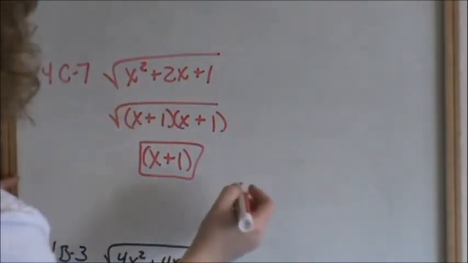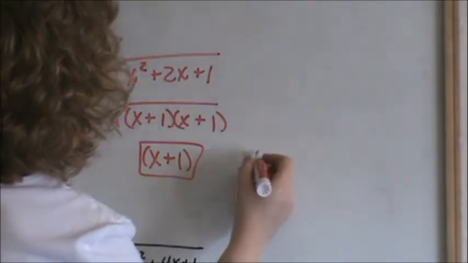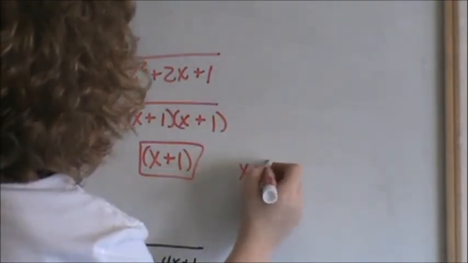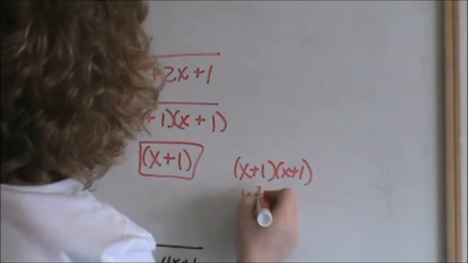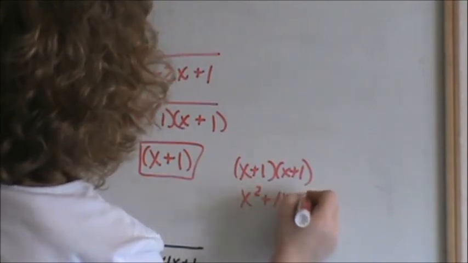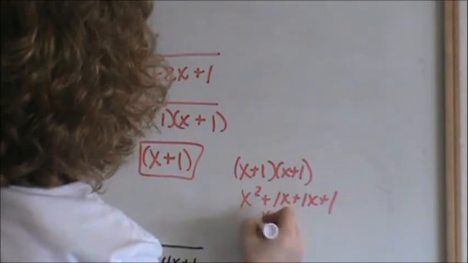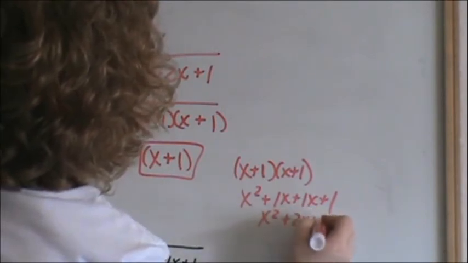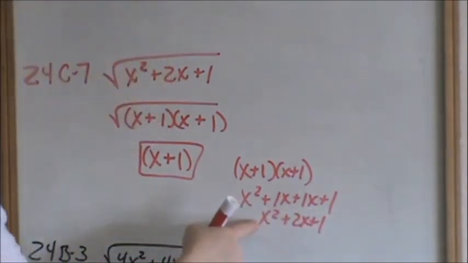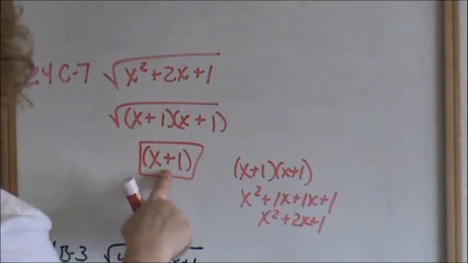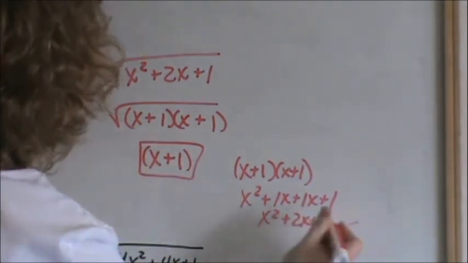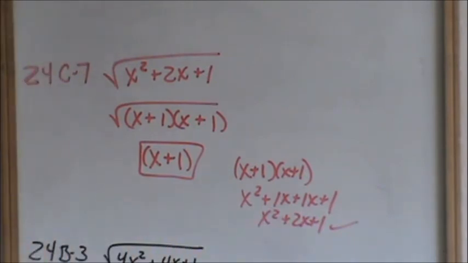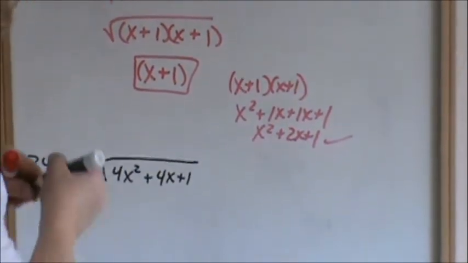You can always go back and check your answers to say x plus 1 times x plus 1. You can FOIL it back out. x squared plus 1x plus 1x plus 1. And it gives you x squared plus 2x plus 1. It gives you what's under the radical. So x plus 1 times itself does give you what is under the radical. So that does check. Okay, look at 24b, number 3.